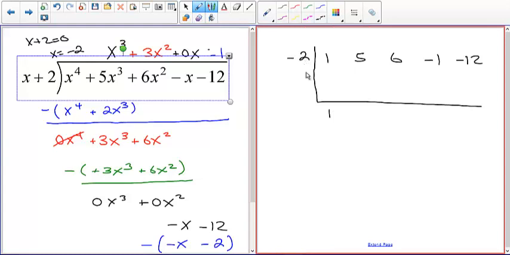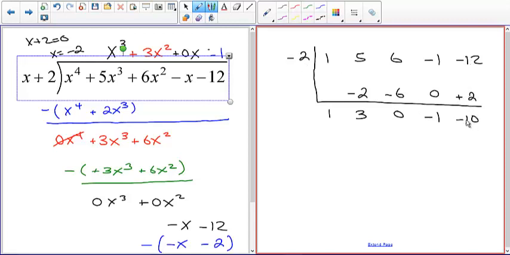Then you multiply negative 2 times 1, which gives you negative 2. You add these two together. 5 plus negative 2 is 3. Then you take negative 2 times 3, which is negative 6. Negative 6 plus 6 is 0. Negative 2 times 0 is 0. Negative 1 plus 0 is negative 1. Negative 2 times negative 1 is positive 2. Negative 12 plus 2 is negative 10.